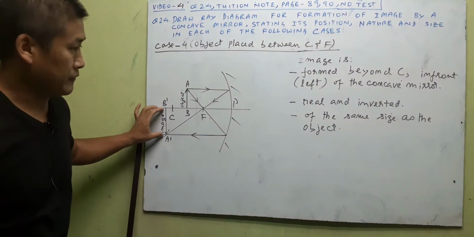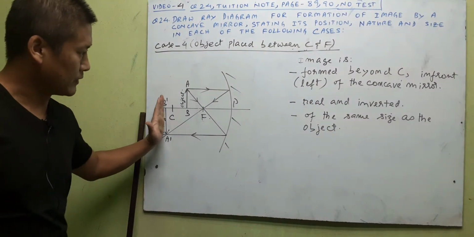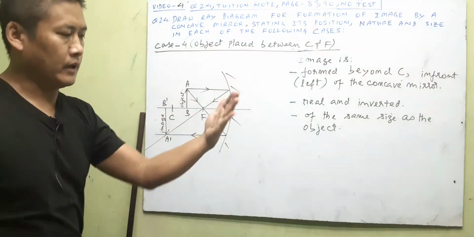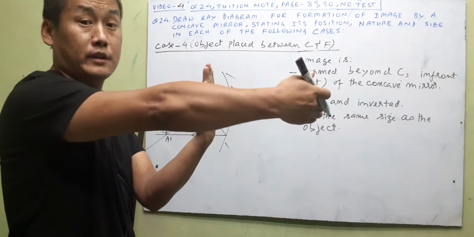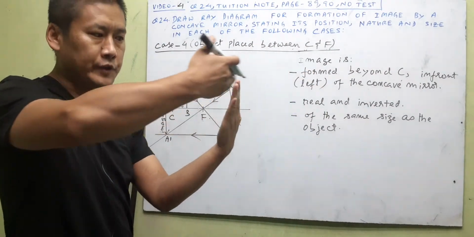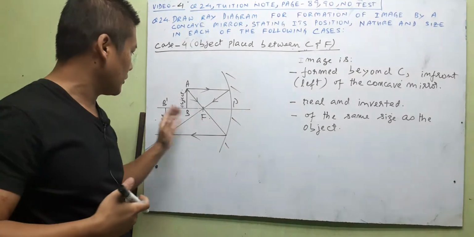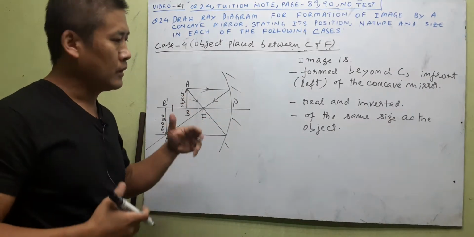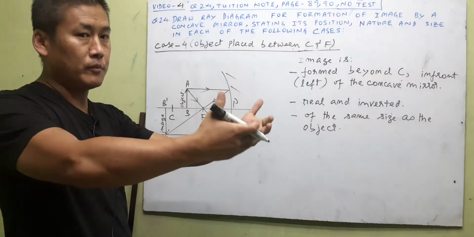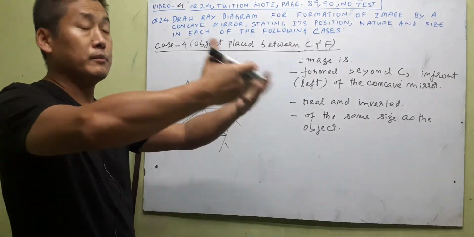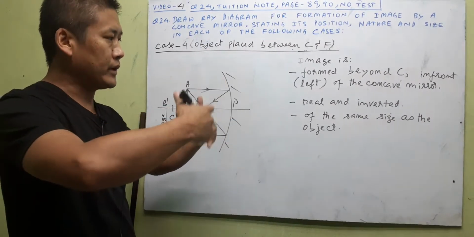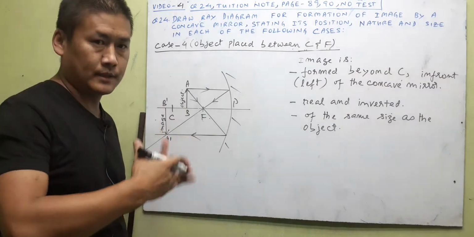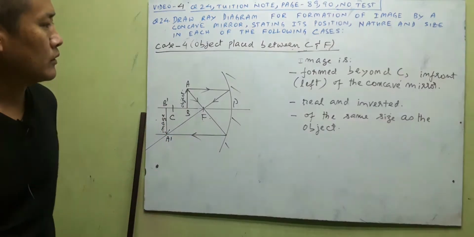And it is real and inverted, which means we need a screen to receive it. We won't see it behind the mirror like when you stand in front of your looking glass. You see behind, that's virtual, that's why it's behind. But every real inverted image is in front. So we need a screen, and we cannot see virtual images like in your home mirror. We can see them directly behind the mirror, we don't need a screen. But every real inverted image needs a screen to be seen or received. So, real and inverted.